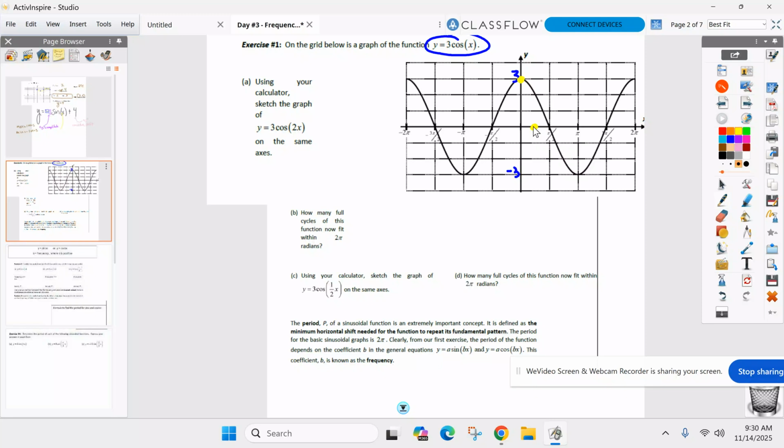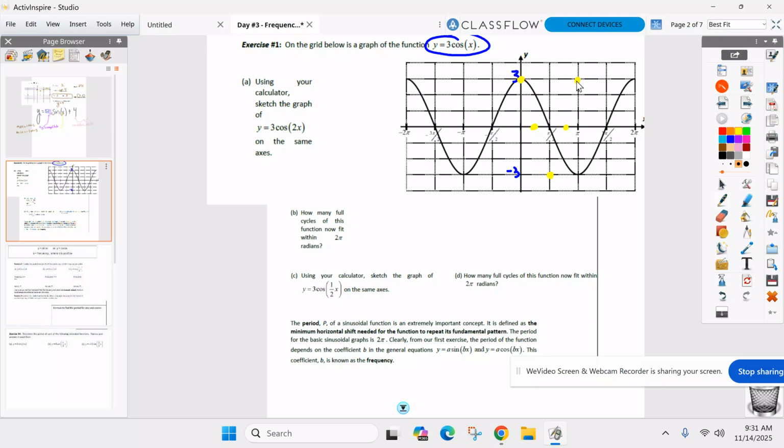Put a minimum at pi over 2, -3. Go back to the midline, but it's going to be halfway in between pi over 2 and pi. So put a point on the midline halfway between pi over 2 and pi. At pi, put a maximum. Whoa. We're going to keep going, but I'm going to stop right here.